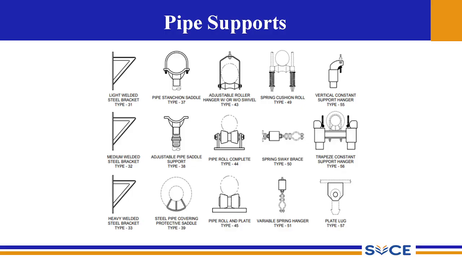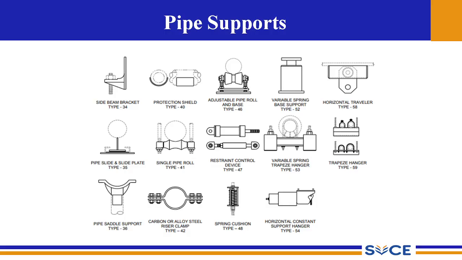Then type 34 is the side beam bracket. Side beam bracket attaches to the sides of steel or wooden members, and it provides the means for vertical adjustment.